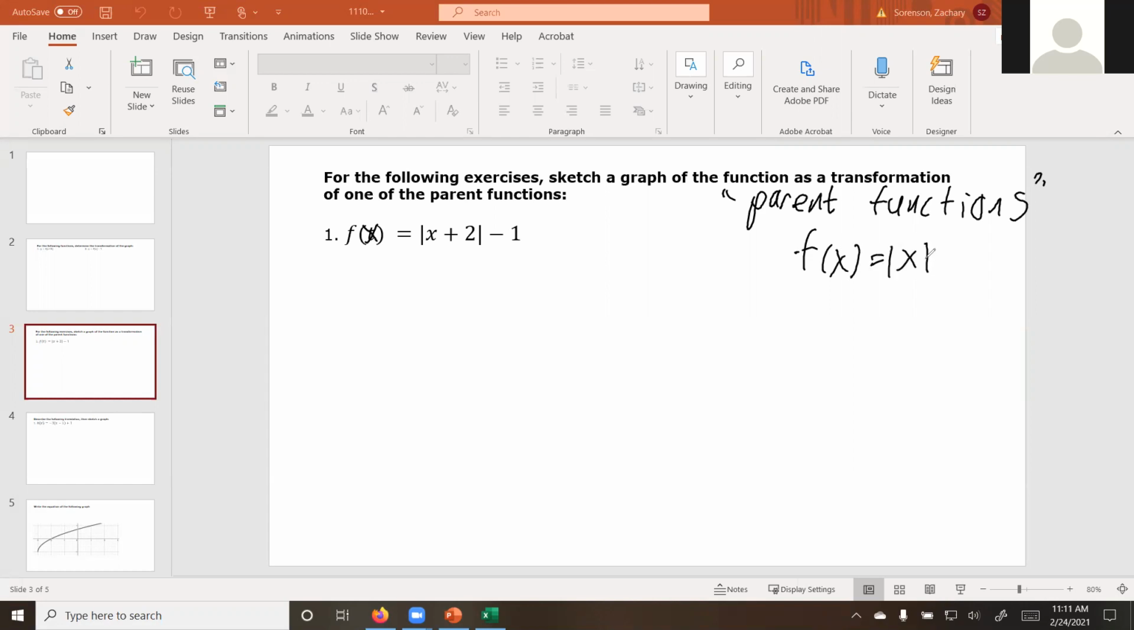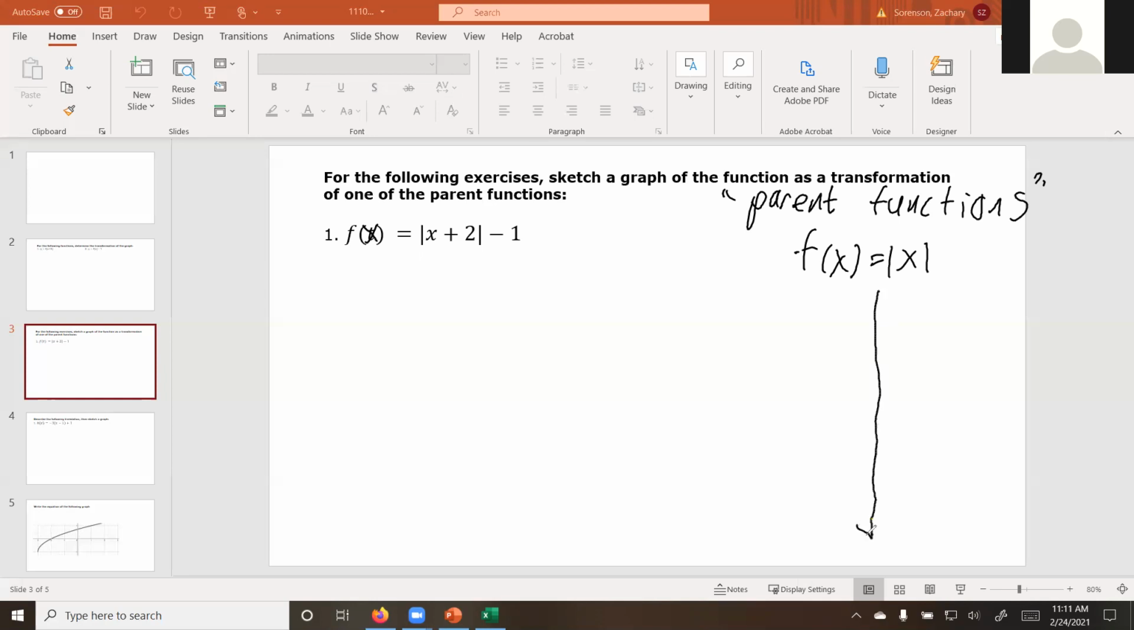There are a lot of other things happening in this actual transformation, but as far as kind of what's happening overall, we see that absolute value, that's my parent function. If this was x cubed or x plus 2 cubed, parent function would be x cubed. If it was squared, parent function would be x squared. Okay, so parent function is the absolute value of x.